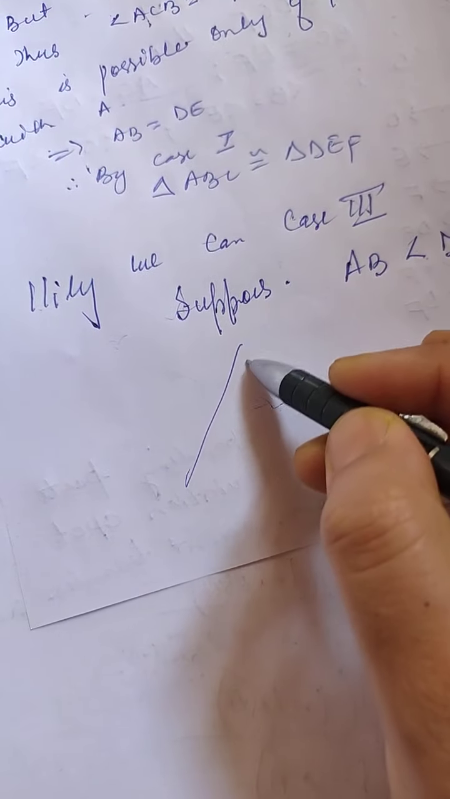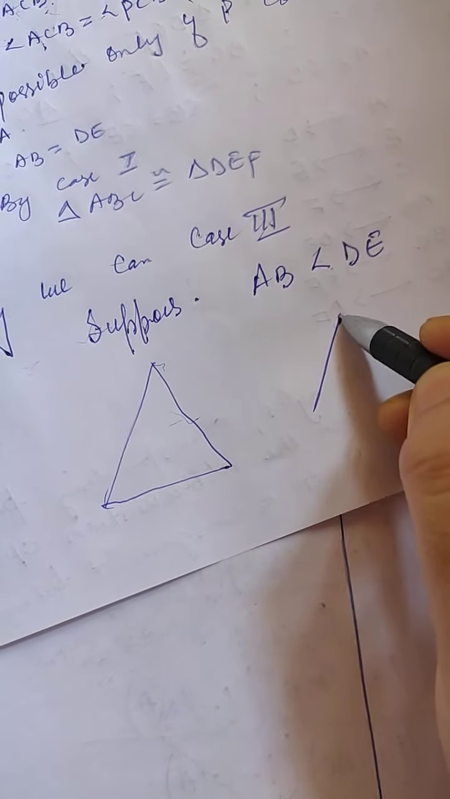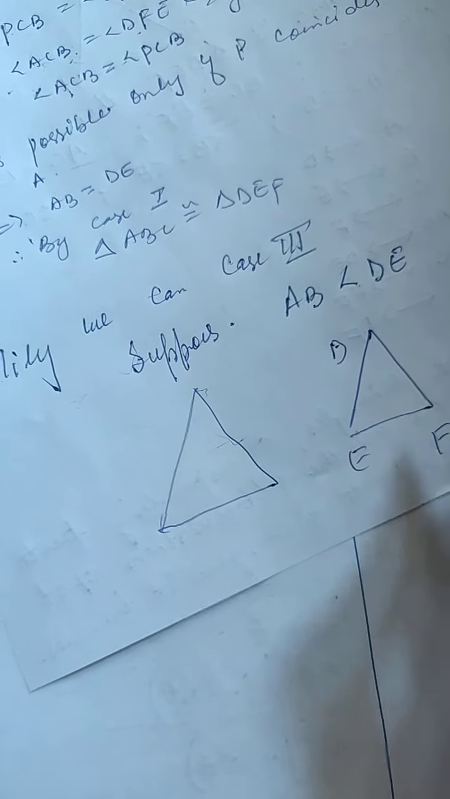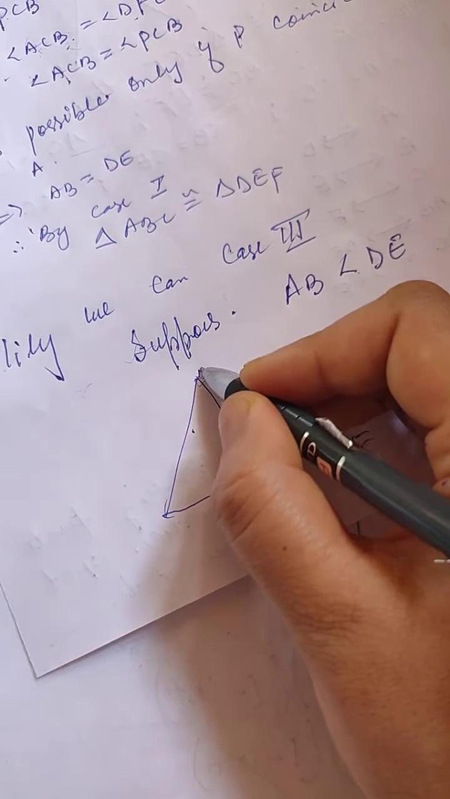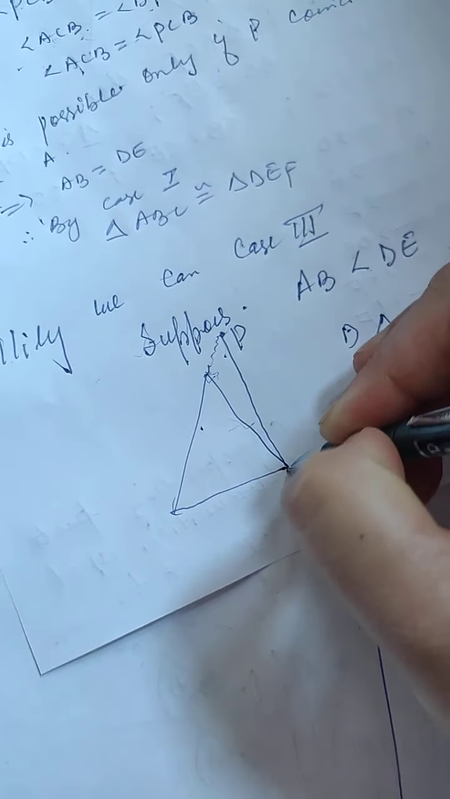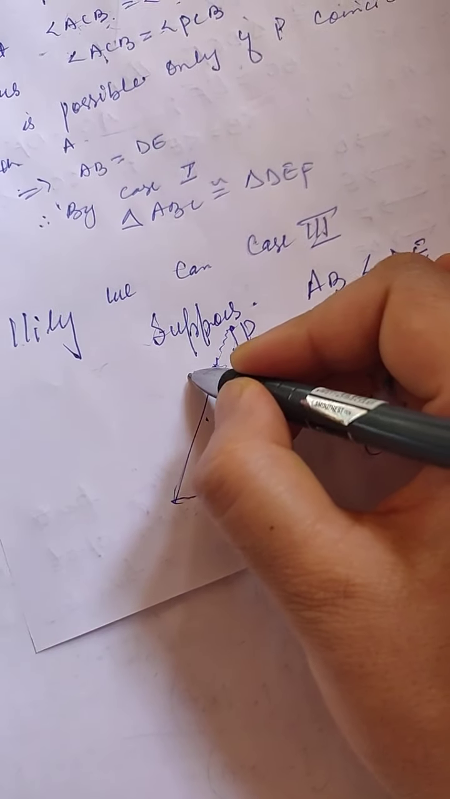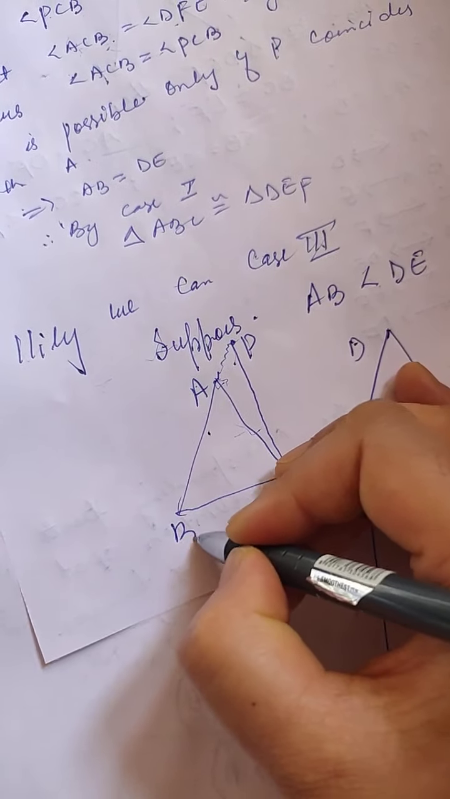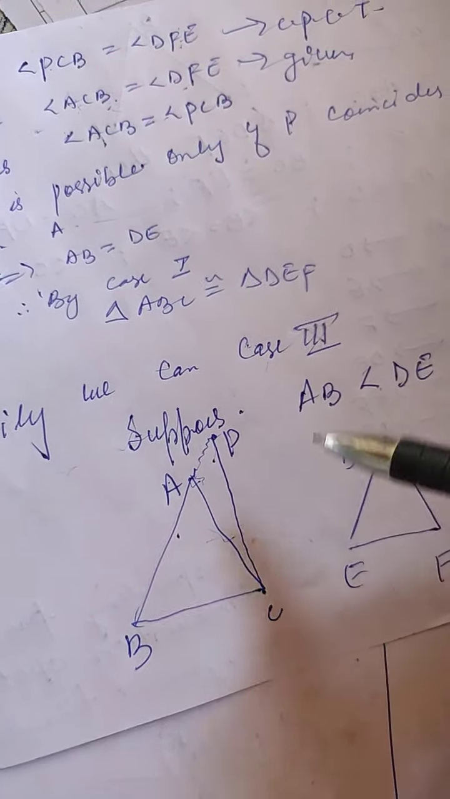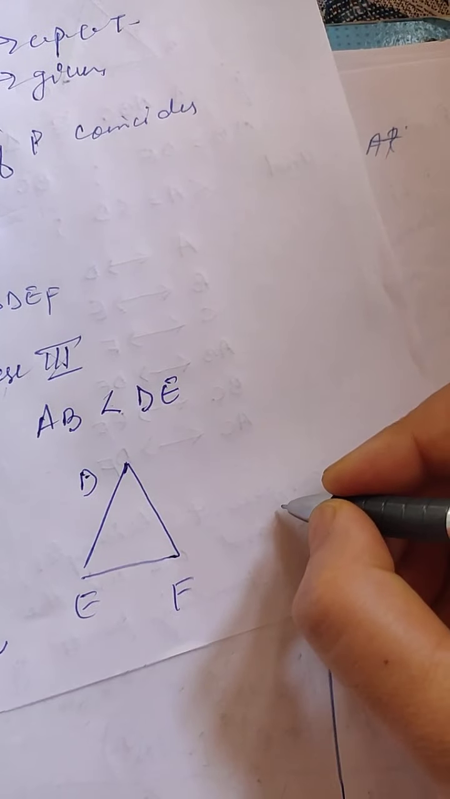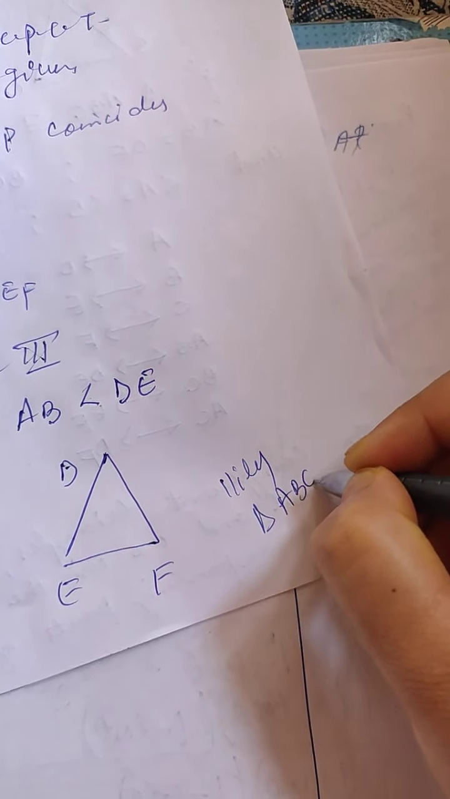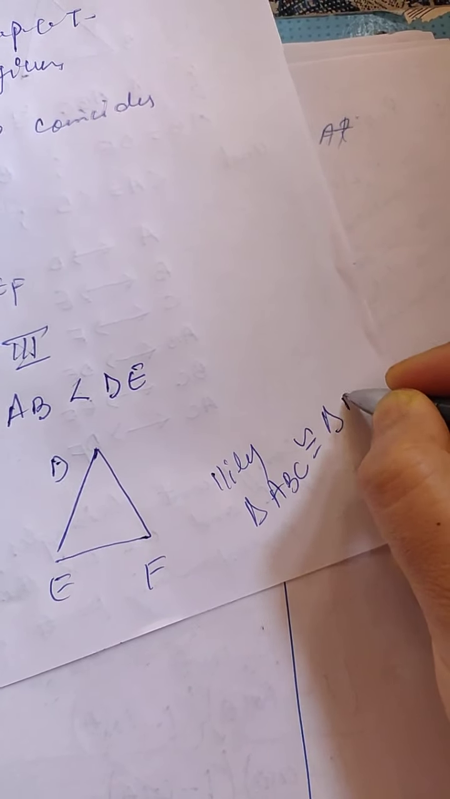we have to take the point P outside the AB. Here we have to take the point P. Now join this to C. This is A and this is B. Similarly, as we have proved case second, you can prove case third also. So we can write here similarly, triangle ABC is congruent with triangle DEF.